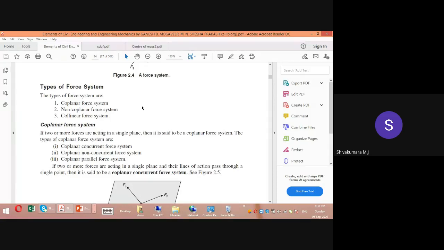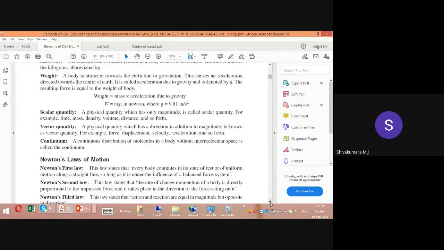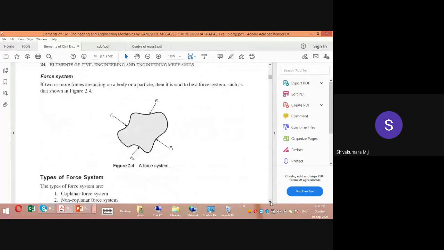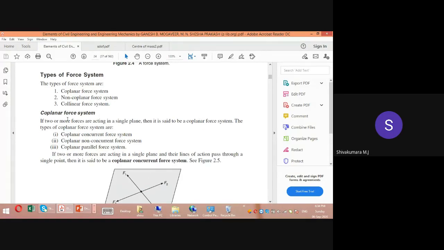Okay. So we saw coplanar and non-coplanar, and we also saw concurrent and non-concurrent. Now let us combine both: coplanar concurrent, coplanar non-concurrent, non-coplanar concurrent, non-coplanar non-concurrent. You are here combining both the plane and the point of concurrency. The first force system is the coplanar concurrent force system.